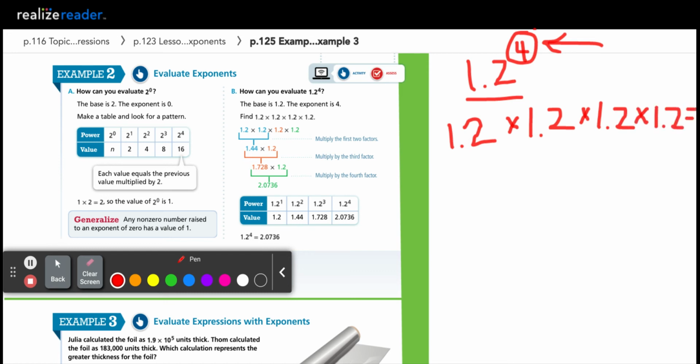So what is 1.2 times 1.2 times 1.2 times 1.2? This is the perfect time to use our calculator. 1.2 times 1.2 times 1.2 times 1.2 equals 2.0736. Well, the 6 is in the tenths, hundredths, thousandths, 10,000ths place. So this number is 2 and 736 10,000ths.